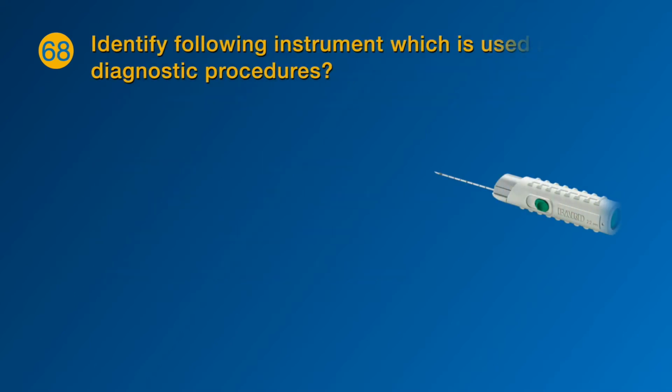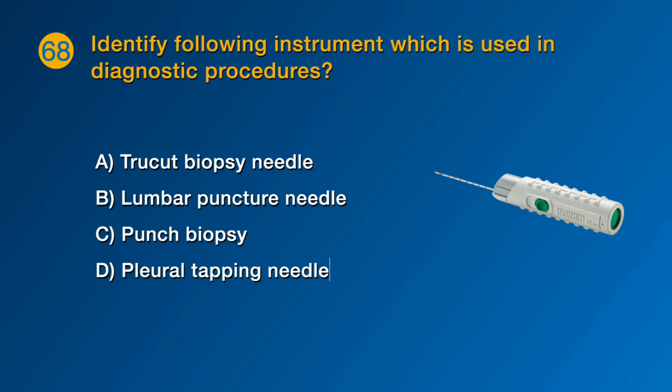Next question is, identify following instrument which is used in diagnostic procedure. Options are true cut biopsy needle, lumbar puncture needle, punch biopsy, pleural tapping needle. So answer is A, true cut biopsy needle. It is used to take samples.